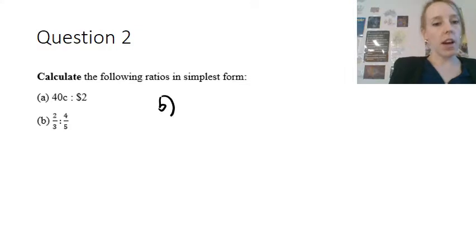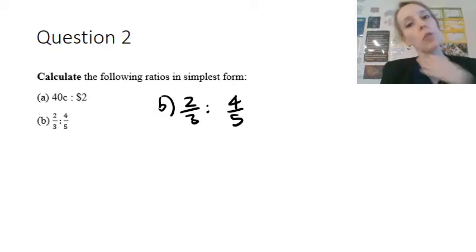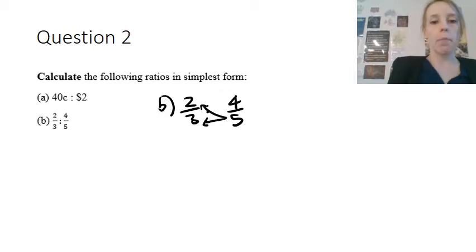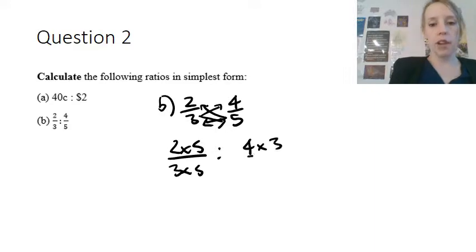Okay, for B, I've got 2/3 is to 4/5. There are 2 different ways you can solve this depending on which way you want to do it. You can cross multiply and then remove the denominators, or you can multiply both by their common multiple. I'll show you both ways. If we're cross multiplying, we multiply both numbers by the opposite denominator. So our first one would be 2 times 5 over 3 times 5 is to 4 times 3 over 5 times 3, and that would give us 10 over 15 is to 12 over 15.